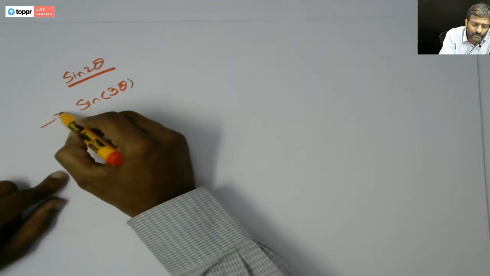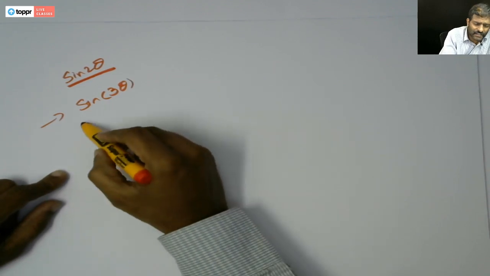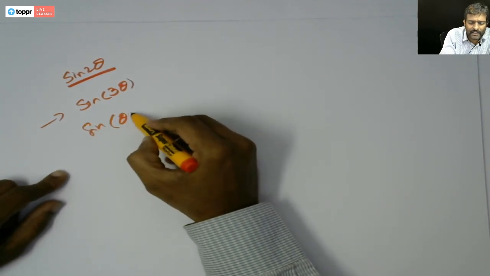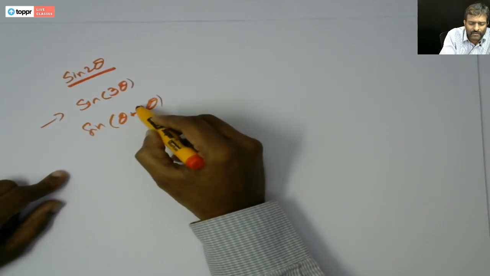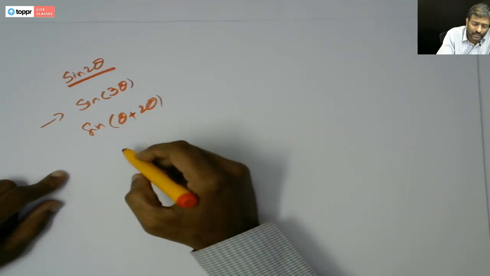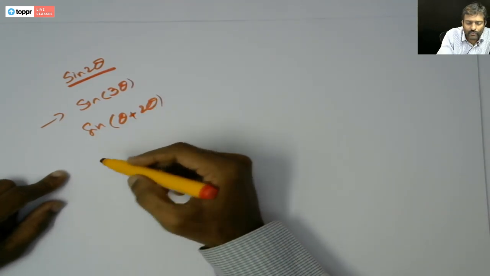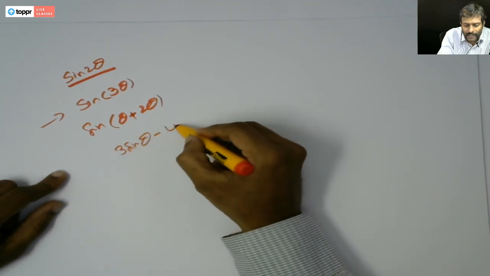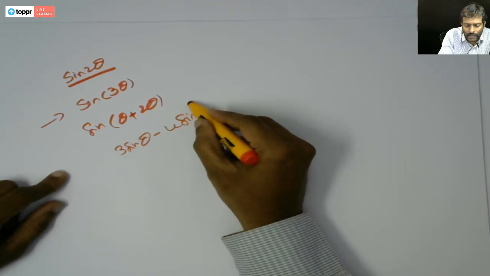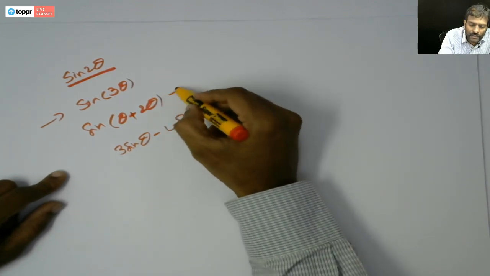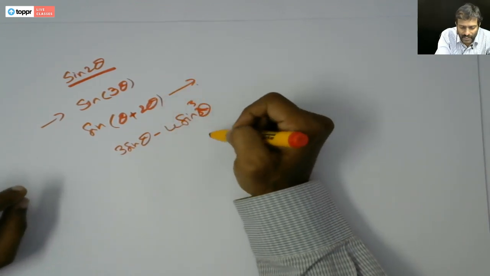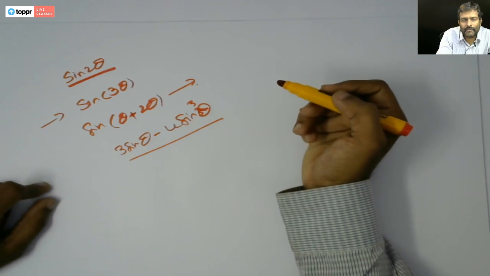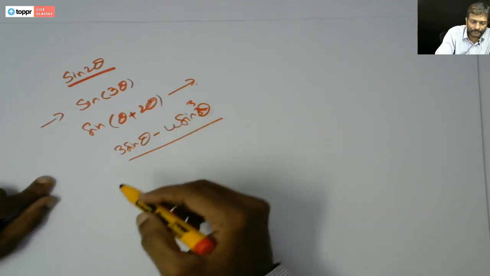So let us discuss first what is sine 3 theta. This can again be written as sine theta plus 2 theta, and you can use the same old formula to find out what is sine 3 theta. It is nothing but 3 sine theta minus 4 sine cube theta. If you use the compound angle formula here and try, you will definitely come to this one. You can easily derive this one, right?